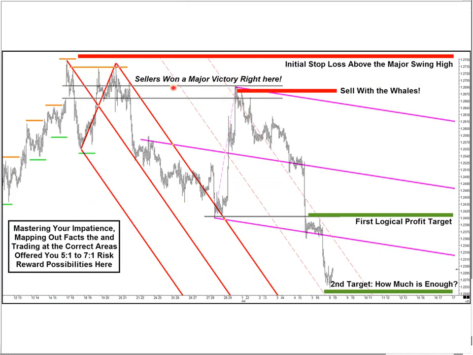Now, if you draw in a smaller median line later on, you can find smaller trades in here. You can get short later on. But if you want to trade initially with the whales, it's right here, and your stop's up here. If that risk reward works for you and you can afford that stop, this trade is a no-brainer.